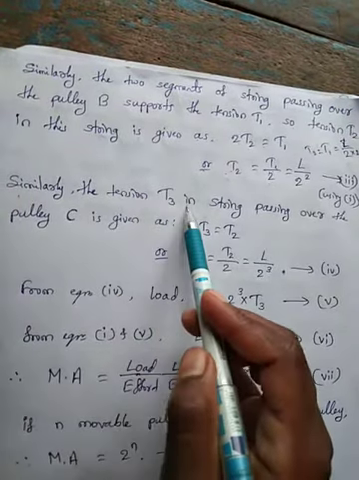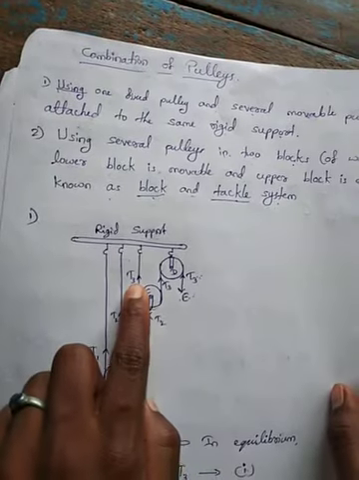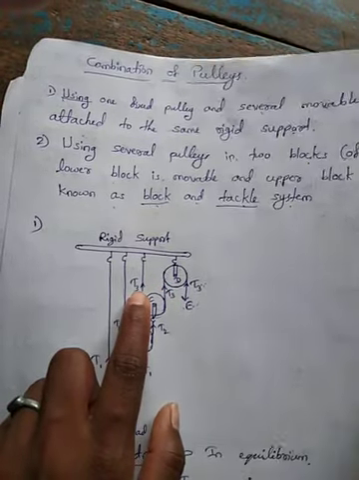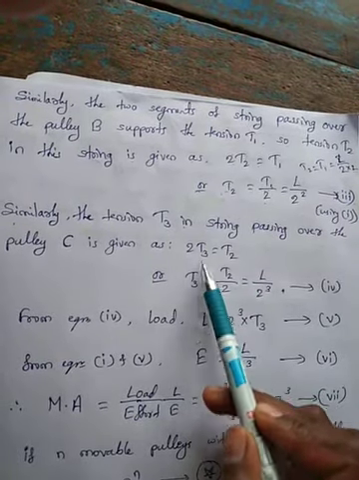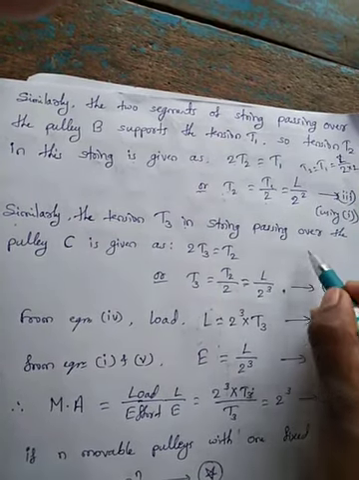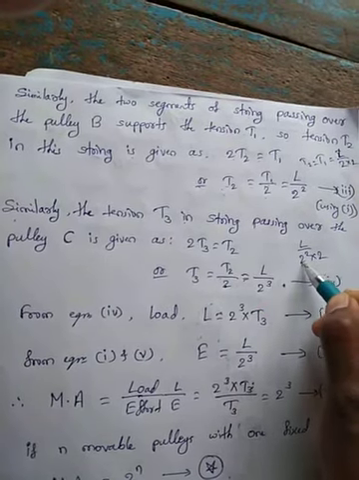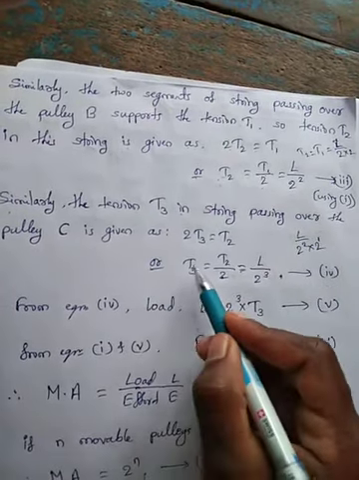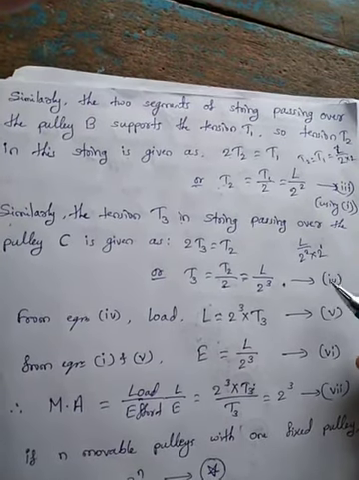Similarly, the tension T3 in the string passing over the pulley C is given by 2T3 is equal to T2, or T3 is equal to T2 by 2. T2 is equal to what? L divided by 2 square, into 1 more 2 is there here. If the bases are the same, we can add powers: 2 plus 1, 3. So T3 is equal to L divided by 2 cube. This is equation number 4.